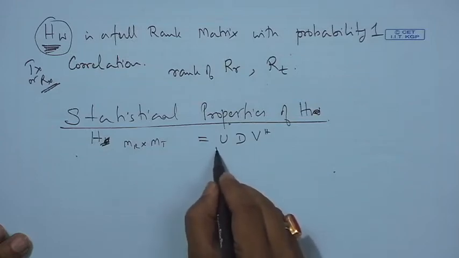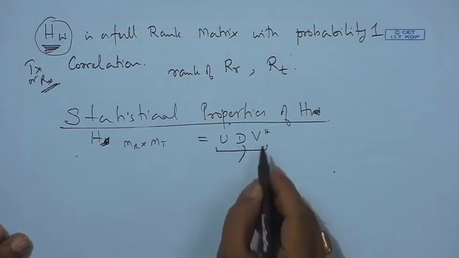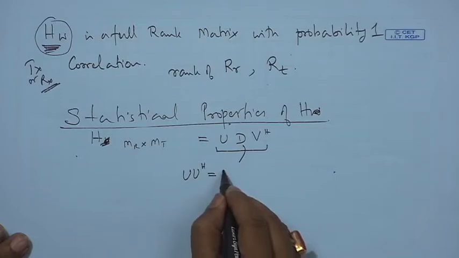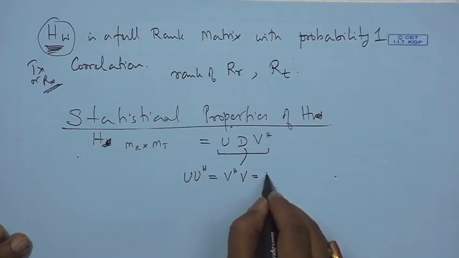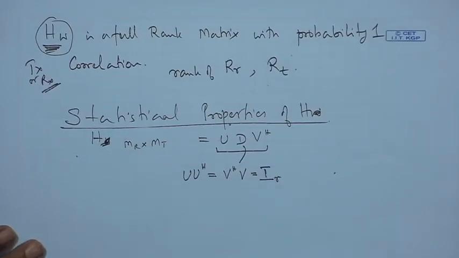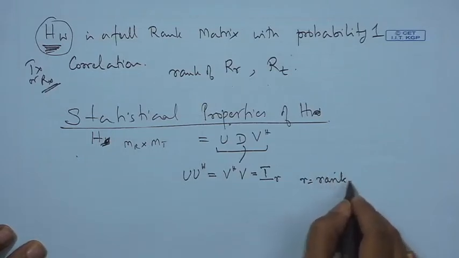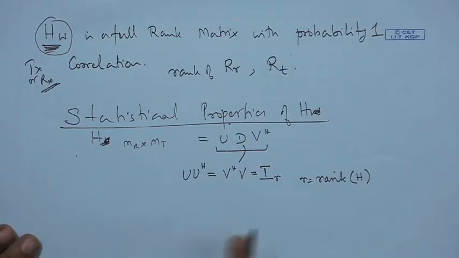If you do a singular value decomposition, you are going to get D as the diagonal matrix, and U and V are unitary matrices such that U times U Hermitian is equal to V Hermitian times V, which is equal to I of order r, where small r is the rank of H. This is how the relationship holds.